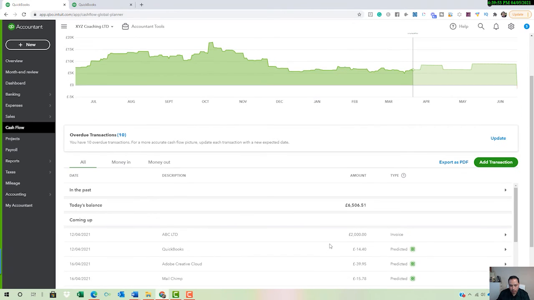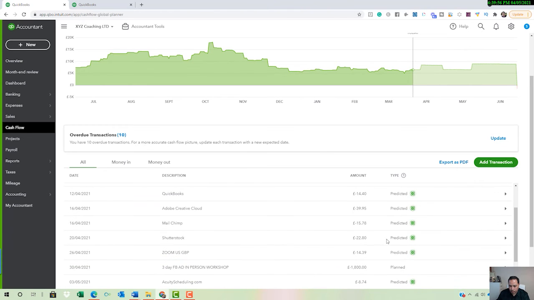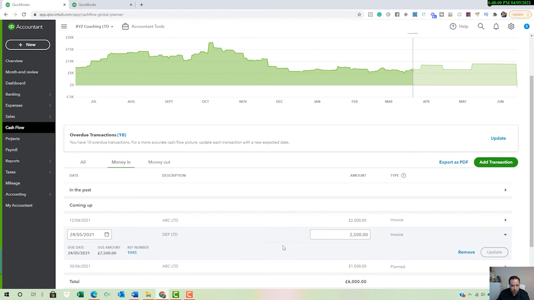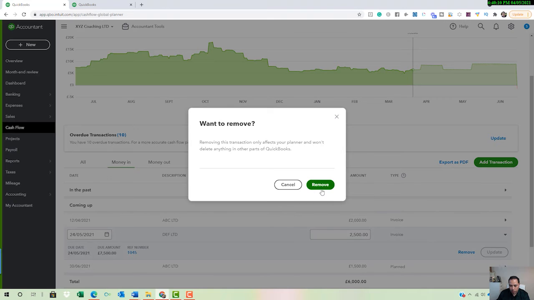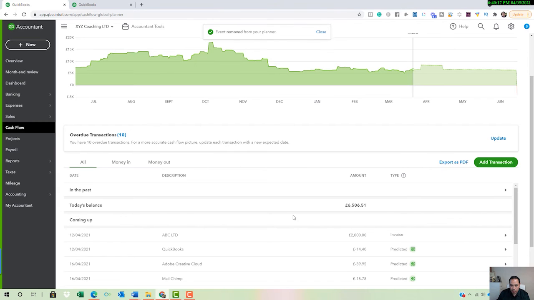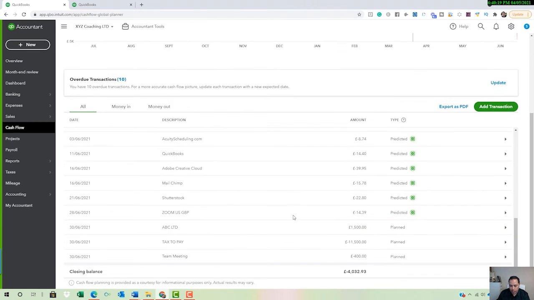And let's say that this client, say, £7,500 out of the £2,500 they said they were going to pay, they just cancel that. They say we're not in a position to invest in it at this time. Now you see that all of a sudden the business will be overdrawn by £4,000 something at the end of June.